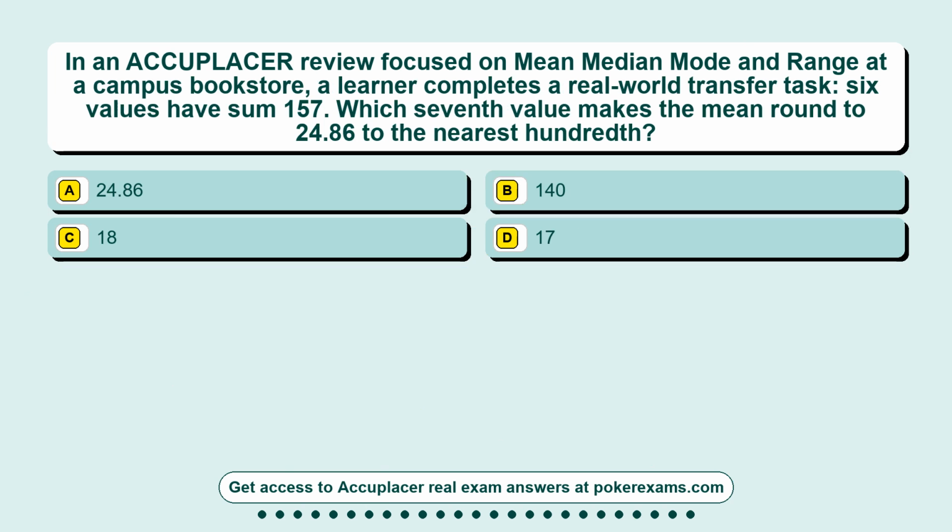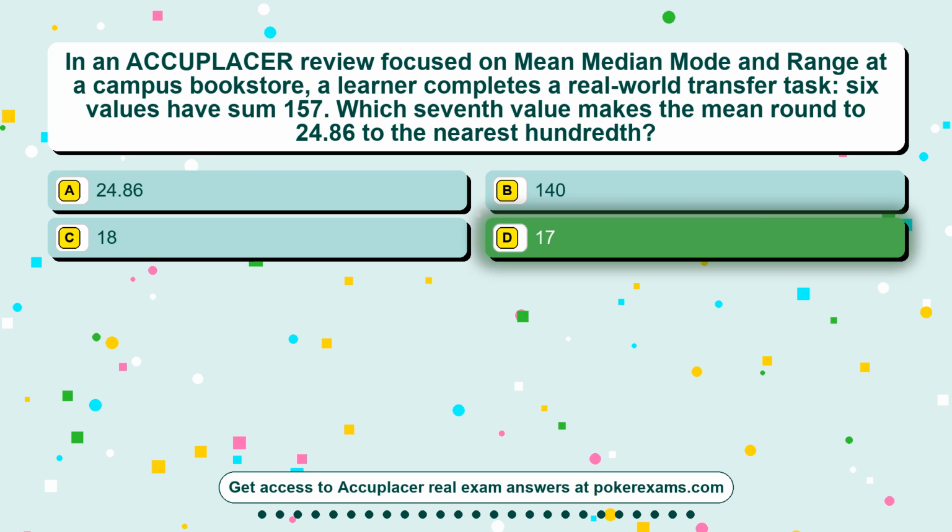Question 21. In an insurance exam scenario, a business installs sprinklers to lower fire damage severity. Which risk management method is used? Option A, speculation. Option B, reduction. Option C, avoidance. Option D, concealment. The correct answer is option D, 17.